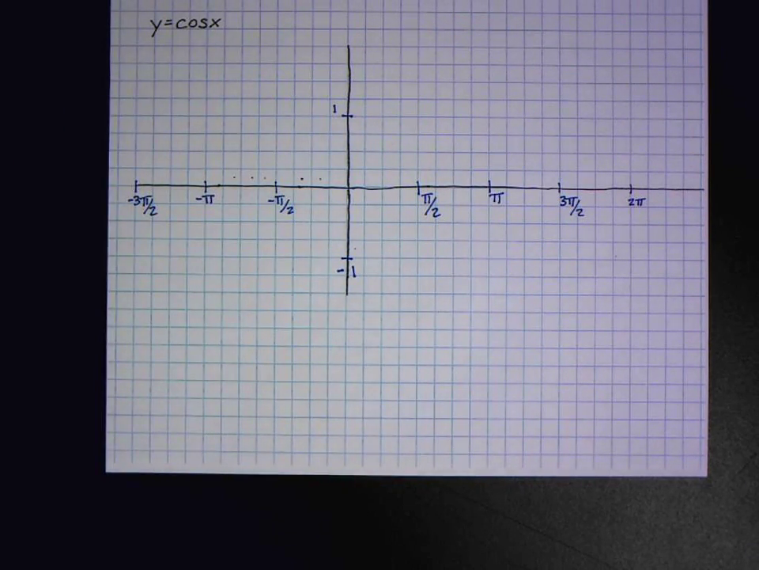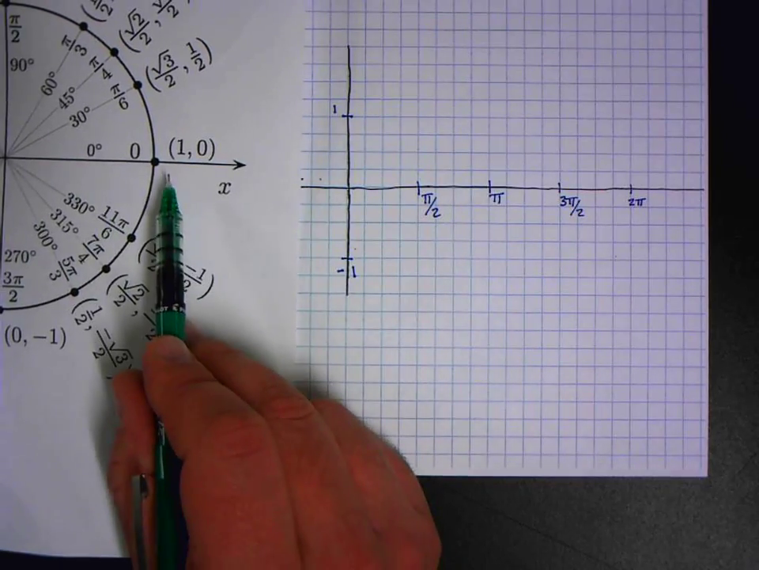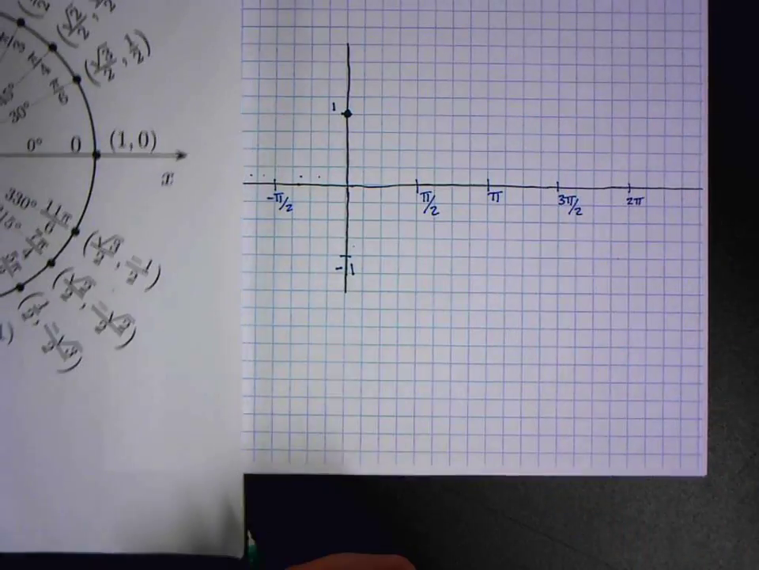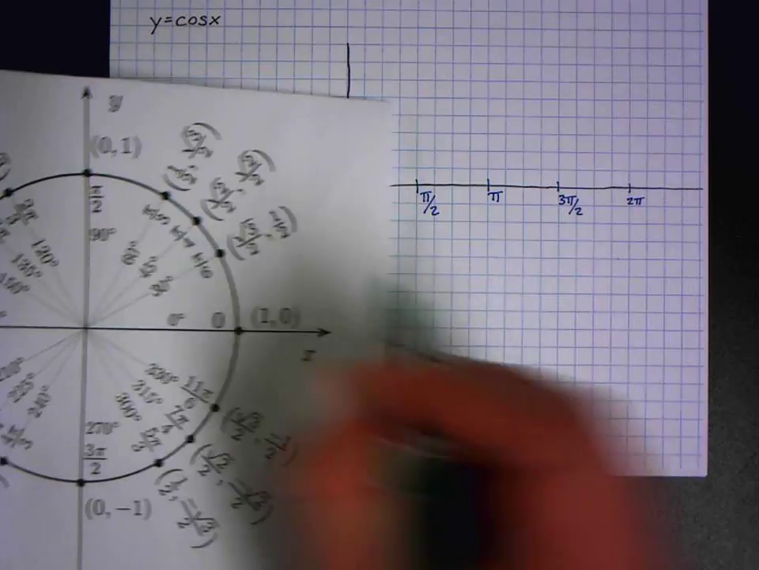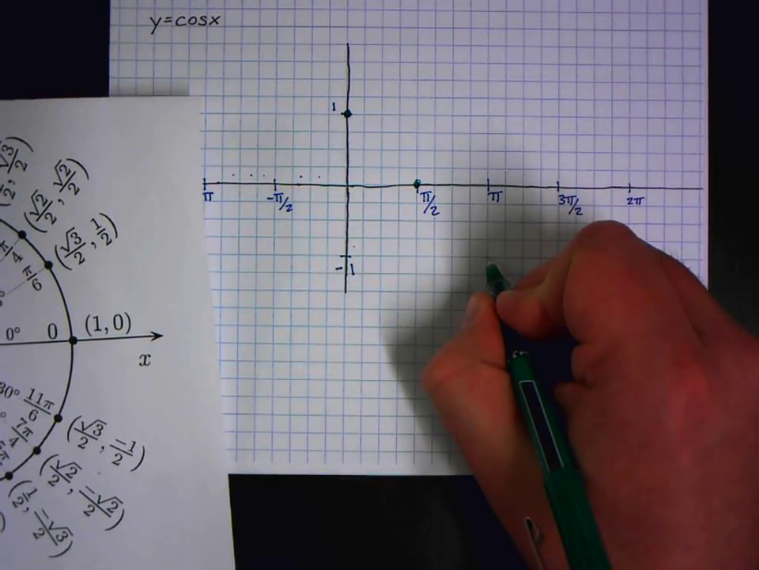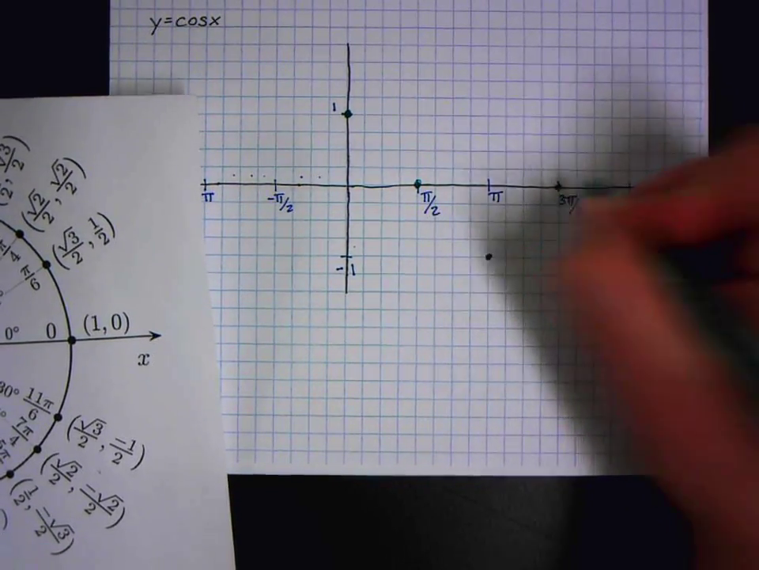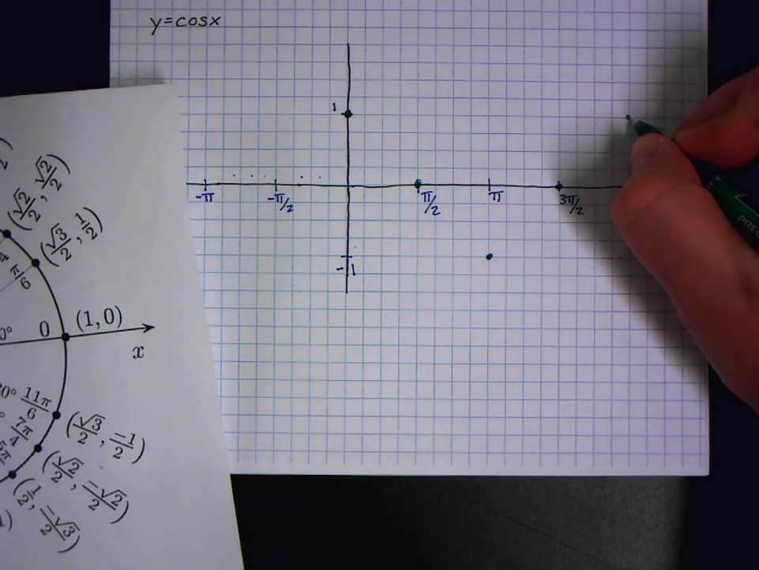Okay, now whenever we do this though, the values change a little bit. So whenever you look at 0 on here, what's the value at 0 now? 1. And now the value at pi over 2 is 0. And the value at pi is going to be -1. 3 pi over 2 is 0. And 2 pi is back to 1.